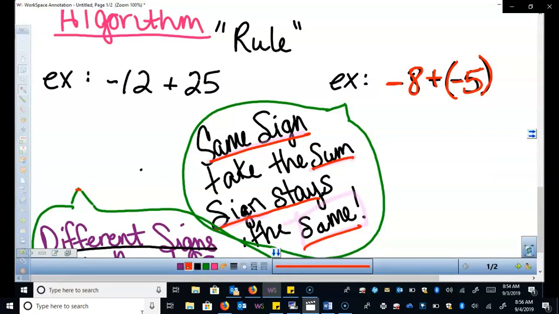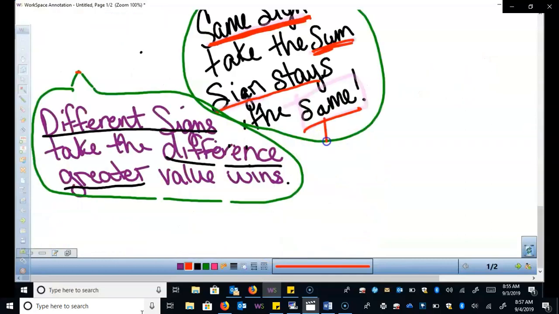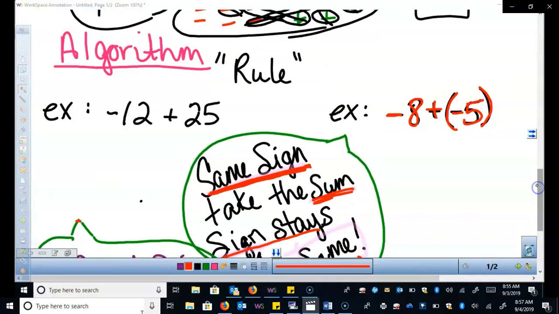What that means is, since they are both negatives, they're the same sign. We're going to end up taking the sum of their absolute values. Okay, so we're going to take the absolute value of -8, which is 8, and the absolute value of -5, which is 5. And we're going to add them together. We're going to take the sum of their absolute values. So 8 plus 5, 13.